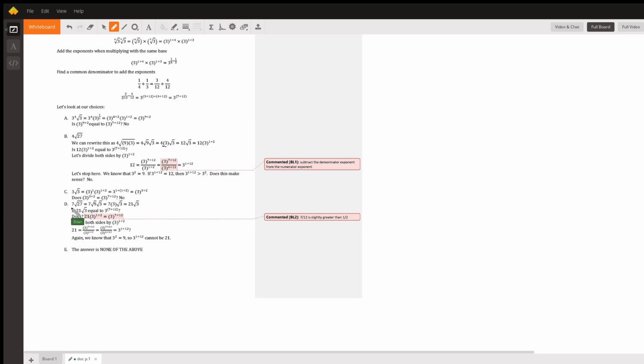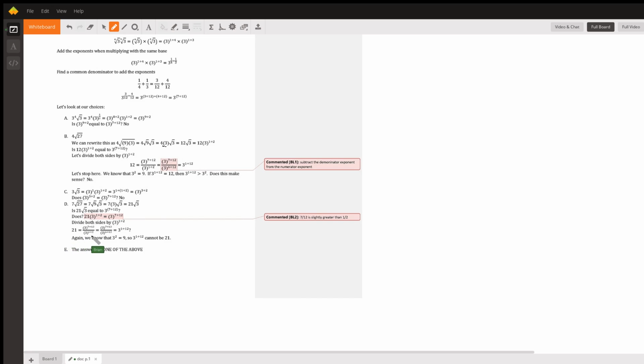And so for choice D, 7 radical 27, let's rewrite that in the same way we did choice B. So then we get 21 radical 3. Again, we're going to ask ourselves, does 21 times 3 to the 1/2 equal 3 to the 7 divided by 12? I guess looking at it, we could solve it just to be sure, because 7/12 is a little greater than 1/2. But I think in this step, it's going to become more clear that it's not.